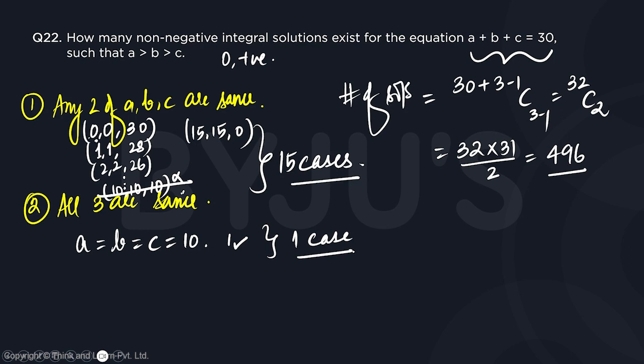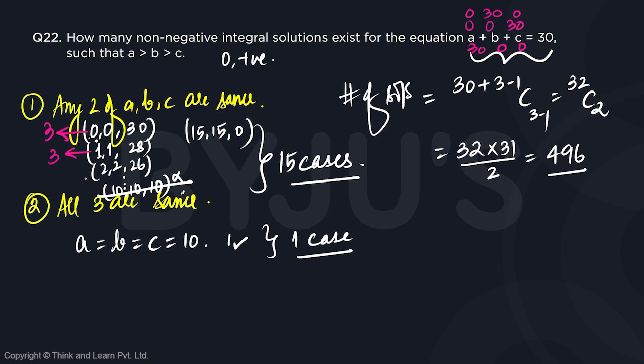Now, we need to get rid of all these cases. Since the solution count 32C2, 496, includes when a is 0, b is 30, c is 0, or if a is 30, b is 0, c is 0, it considers all those cases. So we will have to find out how many such scenarios we have for each one of them. If we talk about 0, 0, 30, we can have 0, 0, 30, we can have 0, 30, 0, or we can have 30, 0, 0. So 3 cases.